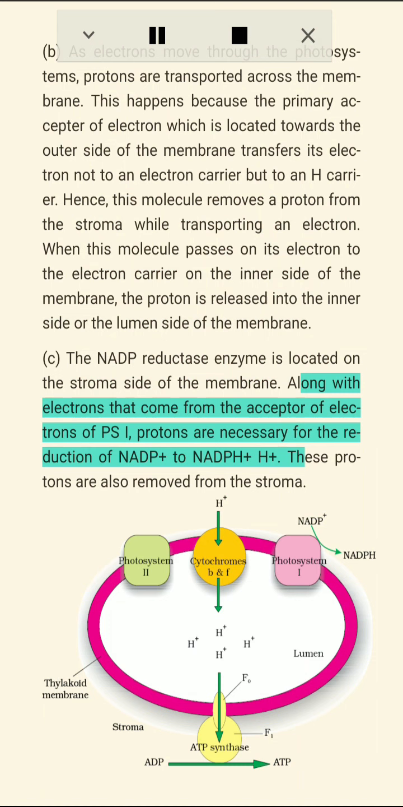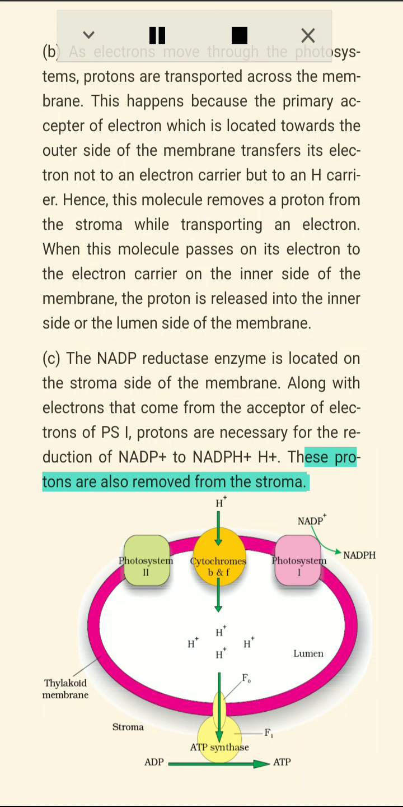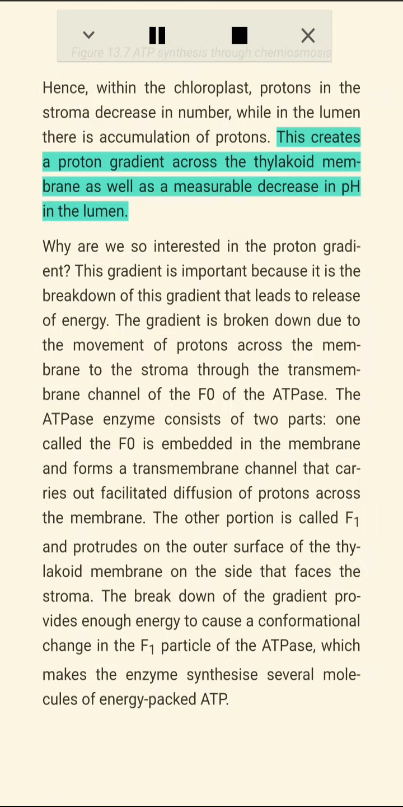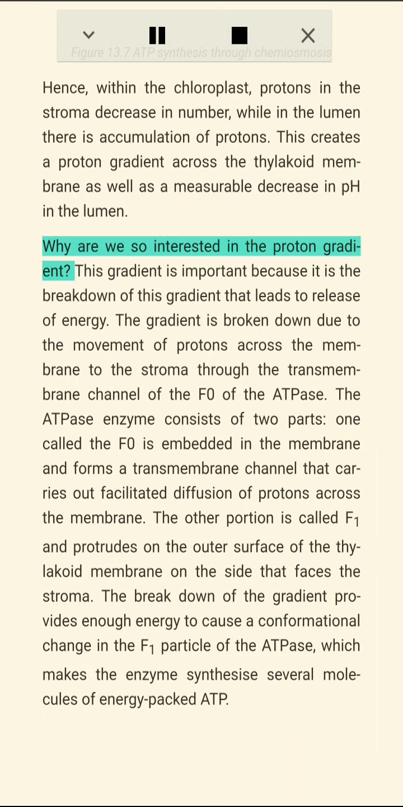The NADP reductase enzyme is located on the stroma side of the membrane. Along with electrons that come from the acceptor of electrons of PSI, protons are necessary for the reduction of NADP+ to NADPH + H+. These protons are also removed from the stroma. Figure 13.7 ATP synthesis through chemiosmosis. Hence, within the chloroplast, protons in the stroma decrease in number, while in the lumen there is accumulation of protons. This creates a proton gradient across the thylakoid membrane as well as a measurable decrease in pH in the lumen.